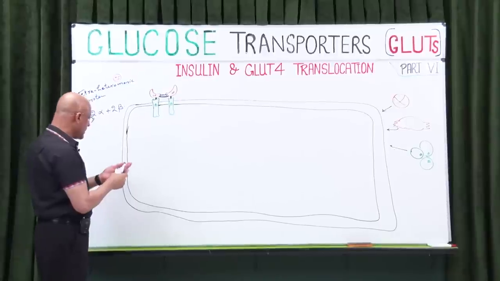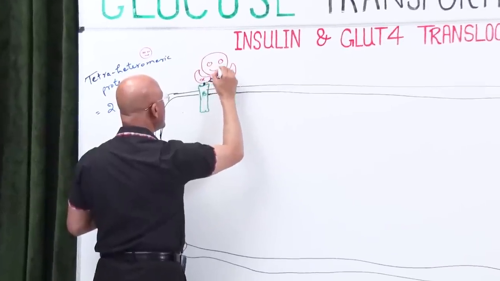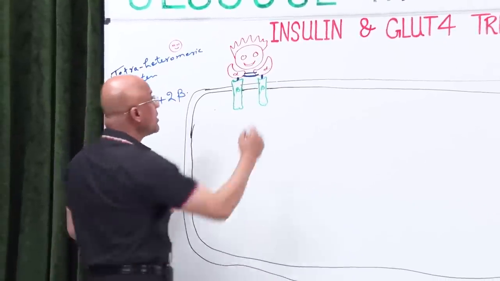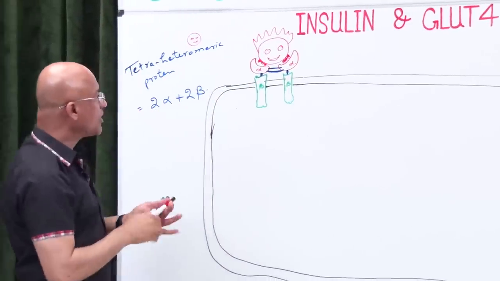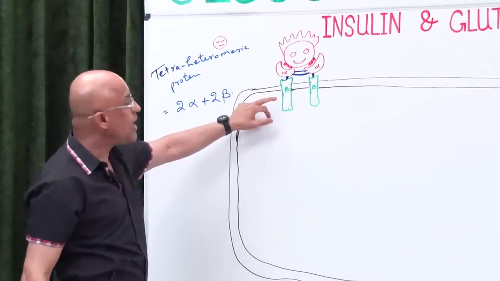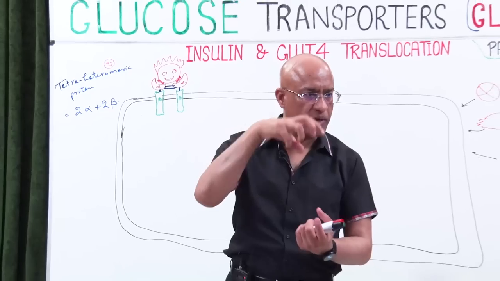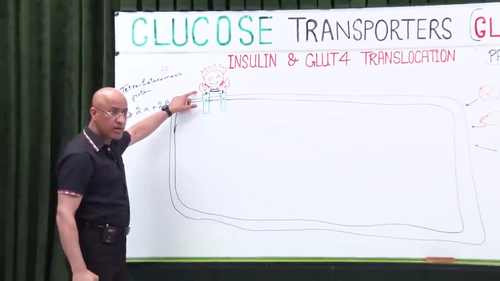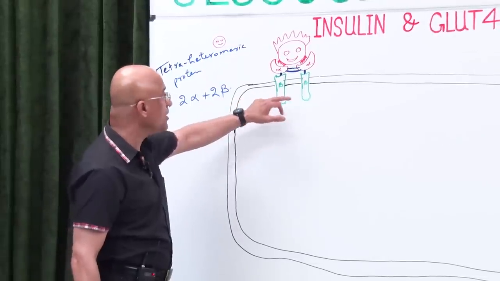Now, here the insulin comes, and as soon as insulin binds with these alpha units, it brings a conformational change in the alpha units, and the alpha units interact with the beta units, and beta units also undergo conformational change. So what is insulin doing? Primarily insulin binds with the extracellular alpha units, and these alpha units undergo conformational change, and that induces further conformational changes in the beta units.